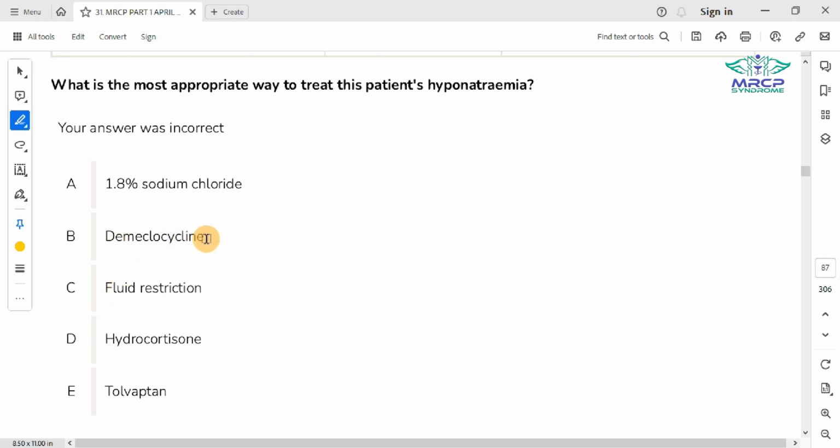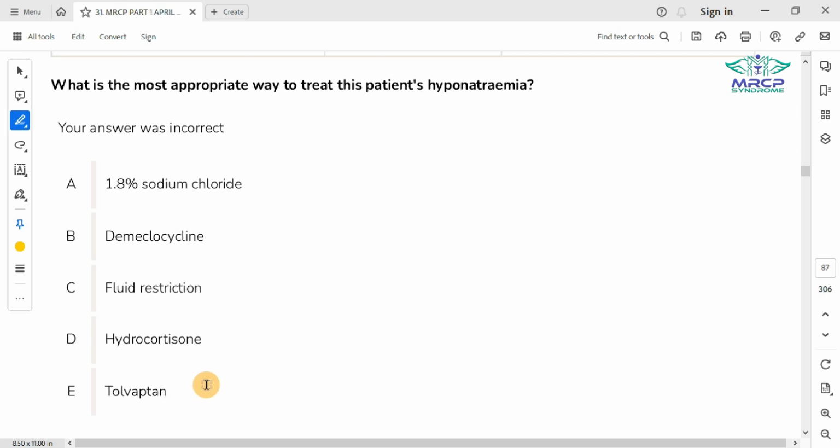Demeclocycline. Yes, we'll be going for demeclocycline. And in the third step, we can go for the tolvaptan. What is the mode of action of tolvaptan? Vasopressin receptor antagonist. Yes, it's the vasopressin receptor antagonist.